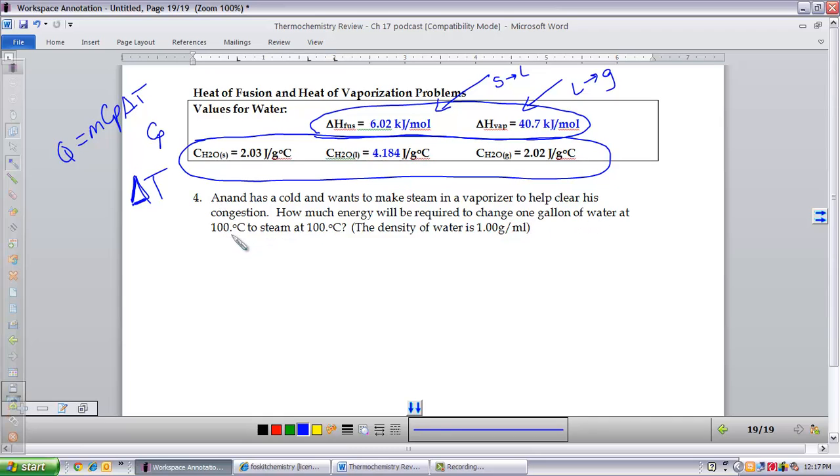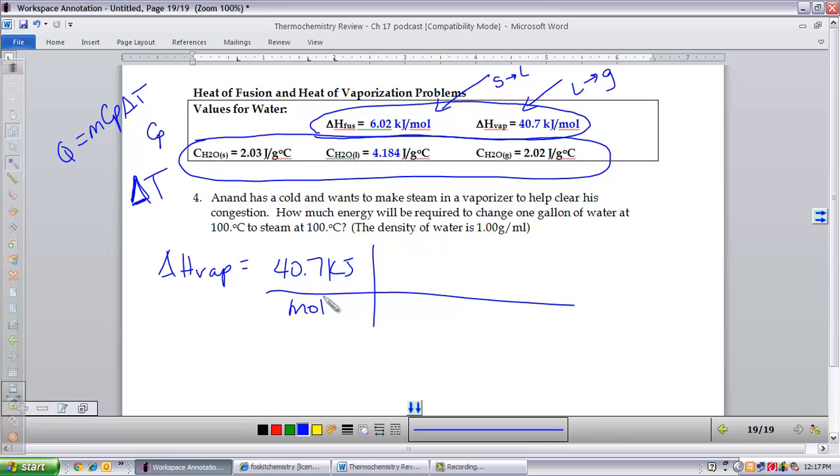All right, Anand simply wants to change 1 gallon of water that's already at the boiling point to steam. So this is simply the heat of vaporization. So we're going to use this value, 40.7. It takes 40.7 kilojoules for every mole of water to just vaporize it. That's all we're doing. And he has 1 gallon of water, so we know that there's 18.02 grams in every mole of water, and that came from the periodic table. And then we know our density is 1 gram per milliliter.